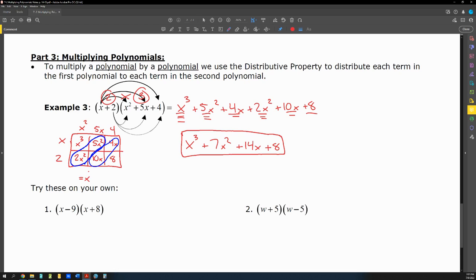So simply we can write out our simplified answer in standard form, x cubed, and then our x squareds combine into 7x squared. Our x's combine into 14x, and then our constant plus 8. Okay, so you can see we get the same answer either way. You decide which method is easier for you. All right.